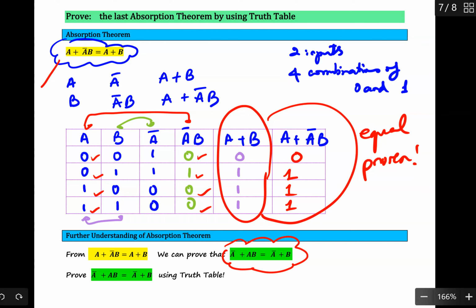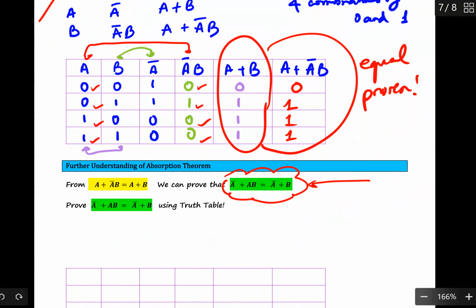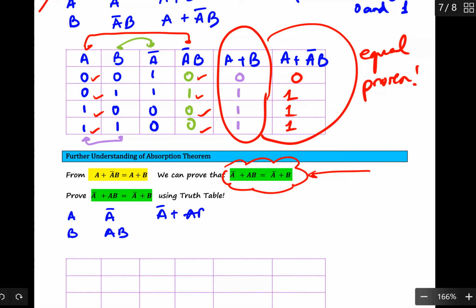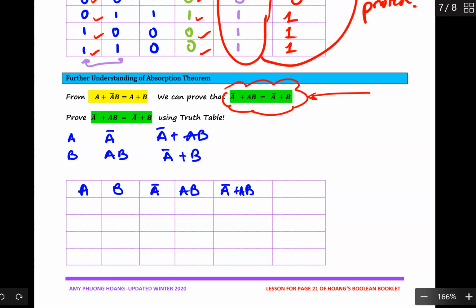So please note that if I have the absorption theorem written in this form, I can also have the absorption theorems written in this form as well. So to see that they are equal to each other, in this question, I should have A, B, A inverted, A B, A inverted or with A B, and A inverted or B. Alright, 6 columns altogether. So A, B, A inverted, A B, A inverted A B, and I should have A inverted plus B.